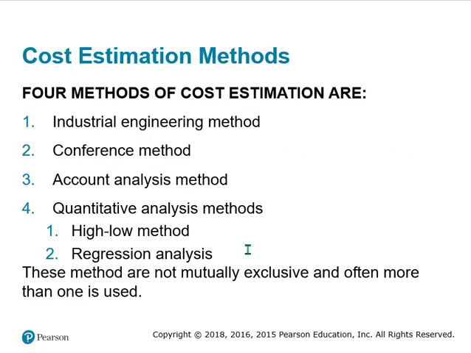So we've got 4 different methods that we'll use that are commonly referred to. The first one is industrial engineering, and then a conference method, account analysis. Quantitative analysis methods then include the high-low method and regression. And they've got an understatement sentence here saying that these methods are not usually mutually exclusive, and often more than one is used. Always more than one is used, okay?